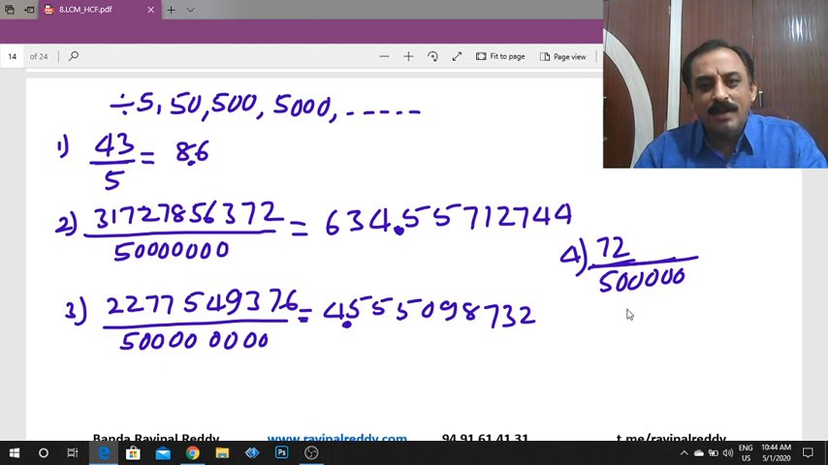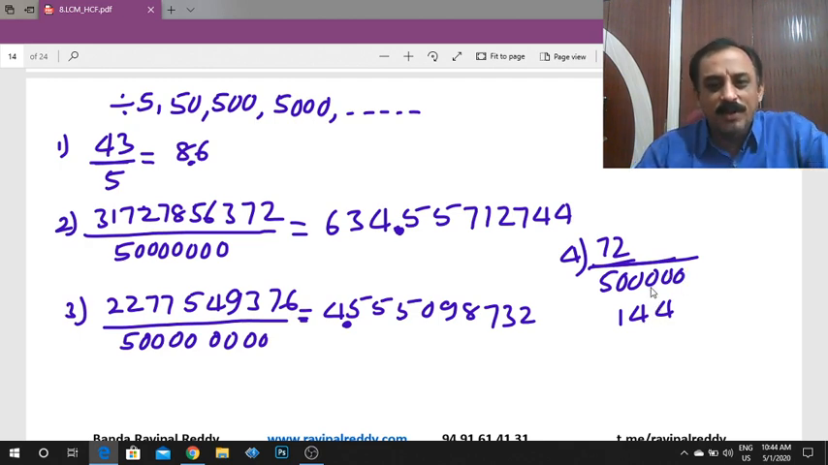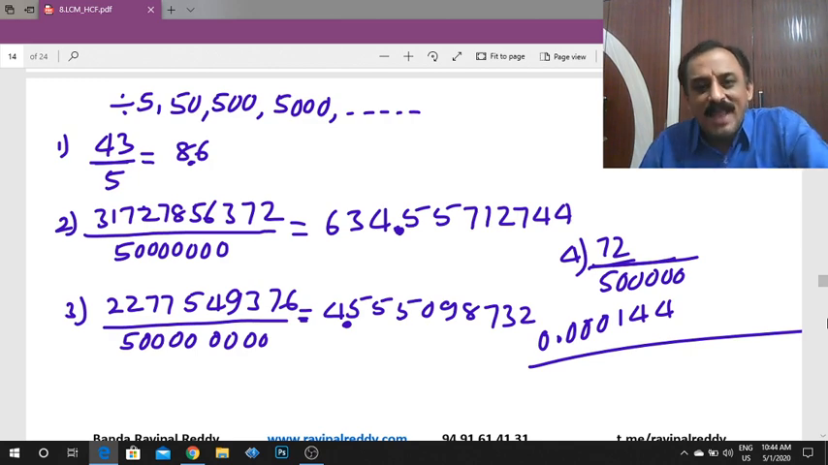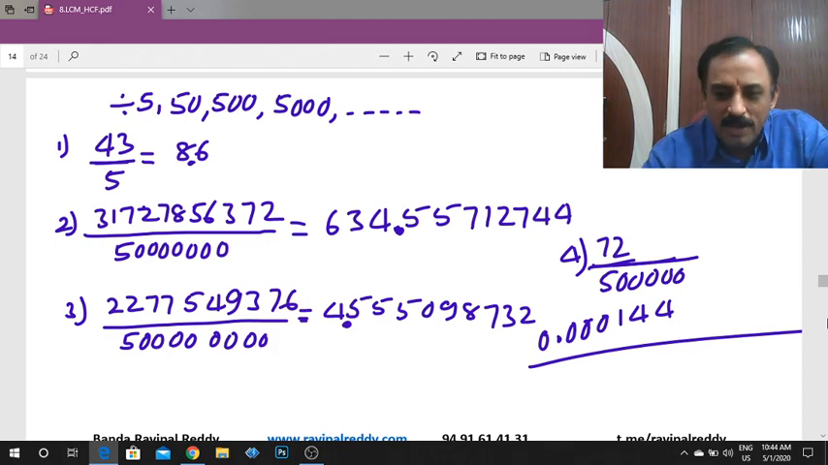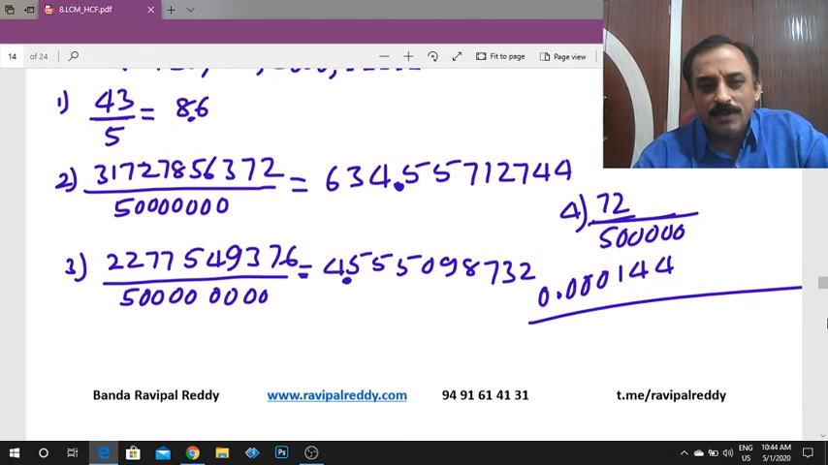Then finally one more question: 72 by 5 lakh. Double of 72 is 144. For the denominator, how many digits are there? 6 digits. Put a point after 6 digits. But here only 3 digits are there in the numerator, so add zeros: 1, 2, 3, 4, 5, 6. Therefore, 72 by 5 lakh is equal to 0.000144. Okay, this is your answer.